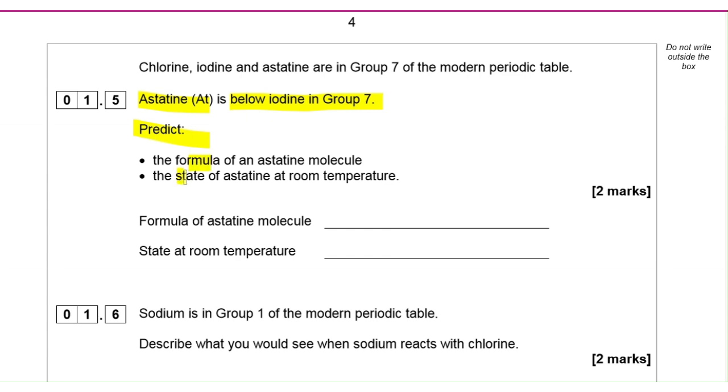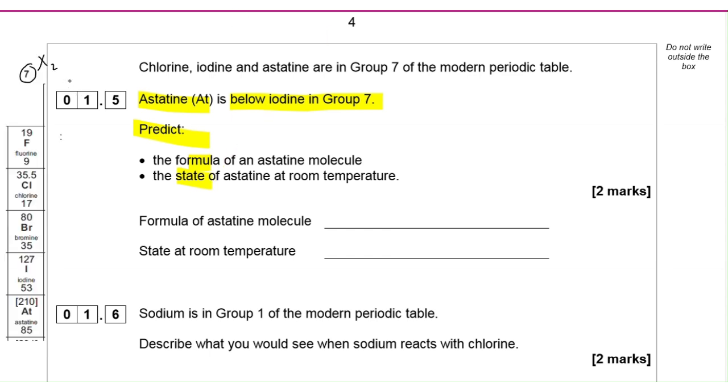So if we look at group 7, which is where we're talking about, it says at the top of the question, we know group 7 elements all form diatomic molecules. In other words, a formula X2, 2 atoms in one molecule. So for the first mark, the formula is At2. If we go down the group, we know at room temperature, fluorine is a gas, chlorine is a gas, bromine a liquid, iodine a solid. So it stands to reason that astatine will also be a solid. So for the second mark, we write state at room temperature: solid.